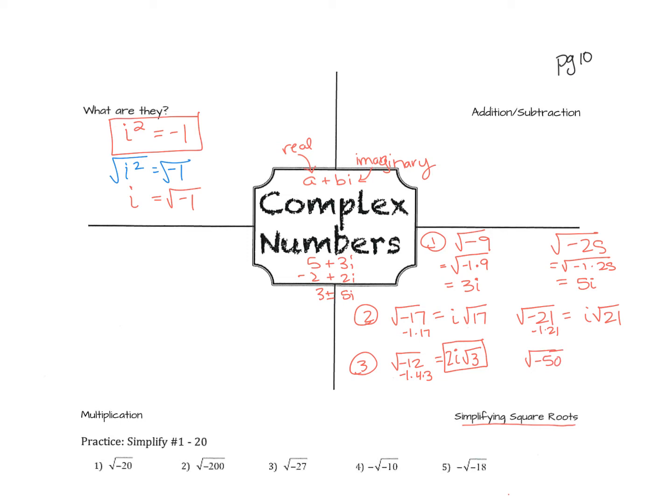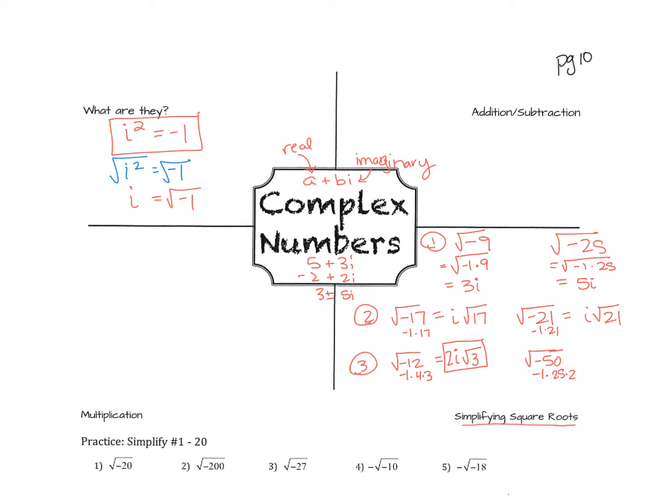Again, I need to break my 50 down into factors. You're welcome to think 5 and 10, but this goes back to the extra work I did with kids in class. A much quicker way to simplify this in my mind is to think of this as -1 times 25 times 2, because 25 is my perfect square.